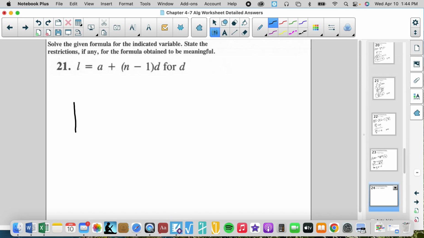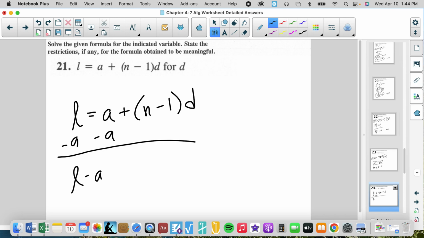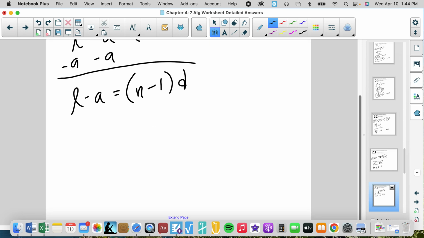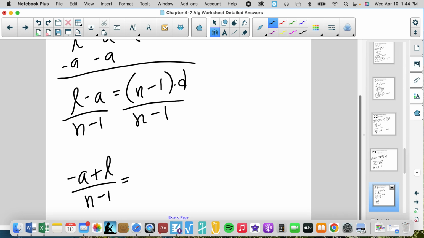Solve for D. L, that doesn't look like an L. L equals A plus the quantity N minus 1 times D. Let's get rid of that A first. Always get rid of things being added and subtracted. Then we have N minus 1 times D. N minus 1 is parentheses, Chewbacca, so we're going to hold it together. It's being multiplied by D, so we will divide by D. Now, if you want to write negative A plus L over N minus 1, I'm okay with that. I like the standard form there.